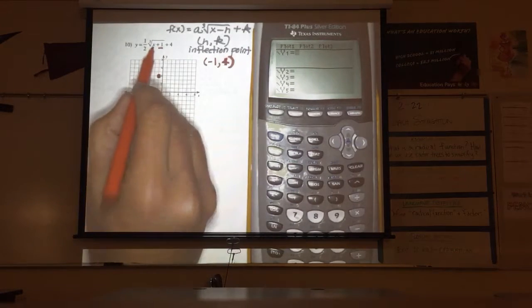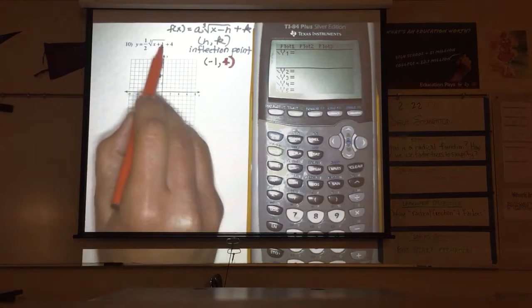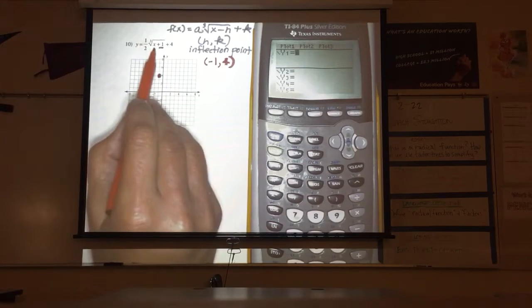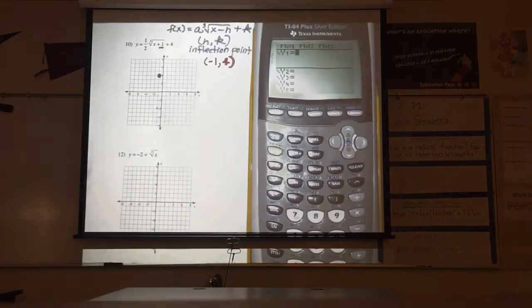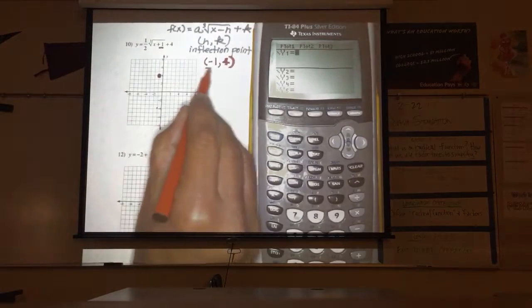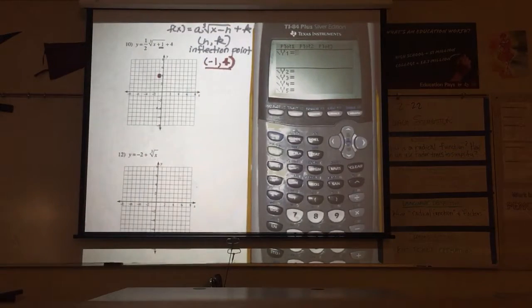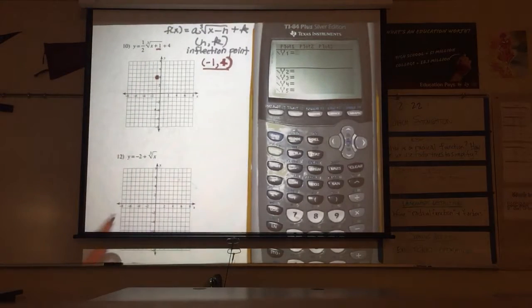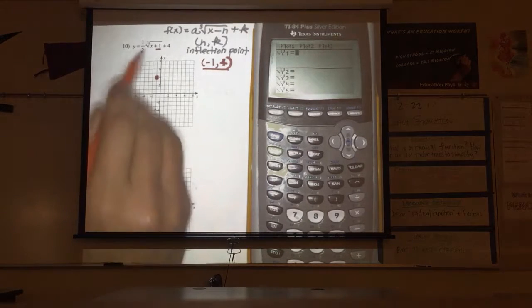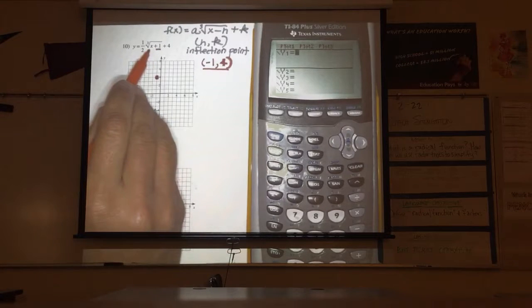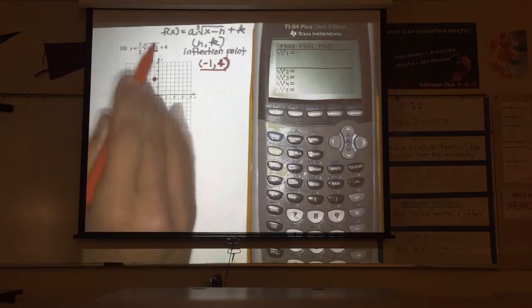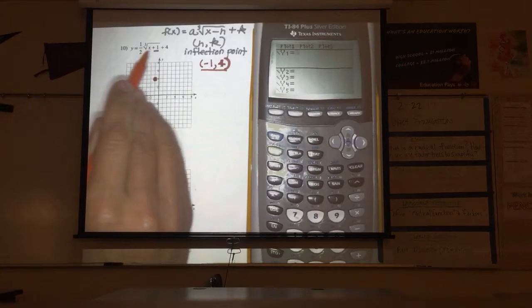So if I plugged in negative 1 for x, I get 0 underneath, plus 4, and the cube root of 0 is 0, plus 4. But what do you notice about that? That's our inflection point. Our inflection point is when we get a 0 value underneath the radical sign. That's why we do x minus h, and that's why we choose the h that we're subtracting, or the value that we're subtracting from the x. So I just wanted to show you that that's where the inflection point comes from. It's when we get a value of 0 under our radical.